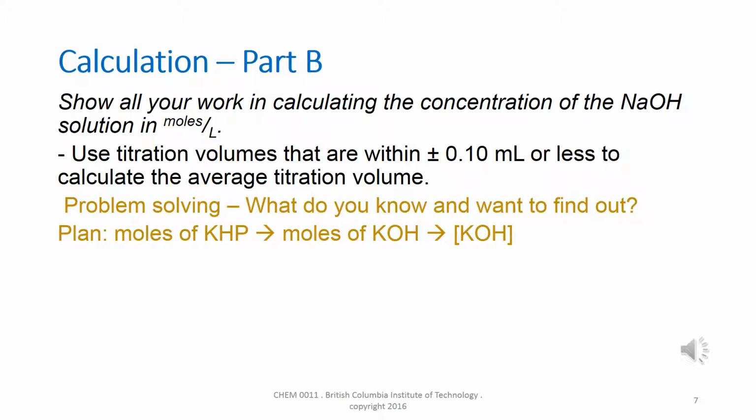In Part B, calculate the average volume of sodium hydroxide used from the titrations with volumes within plus or minus 0.10 mL or less. Since you know the KHP molarity and the volume used, you can calculate the moles of NaOH and the final concentration with the average volume.